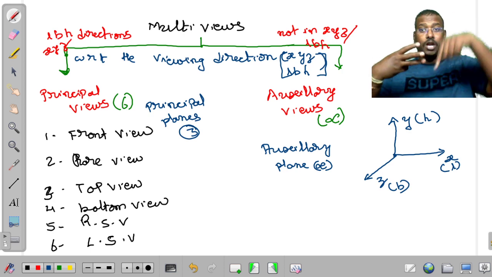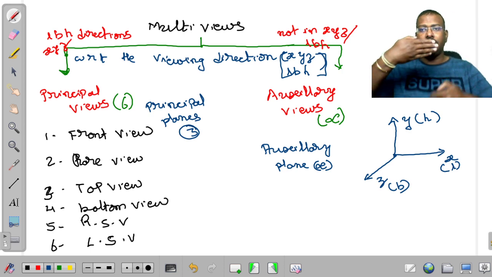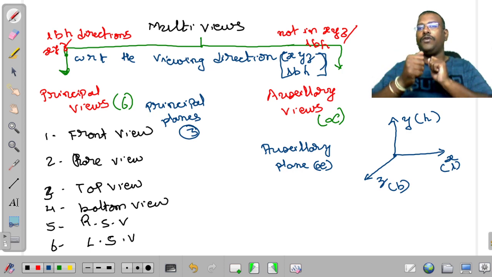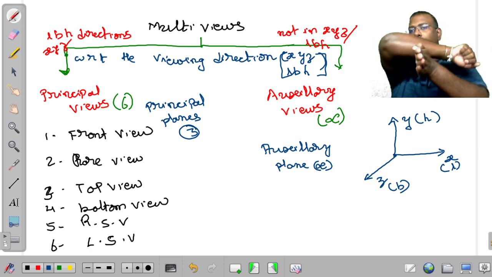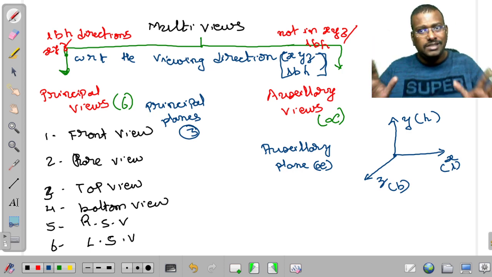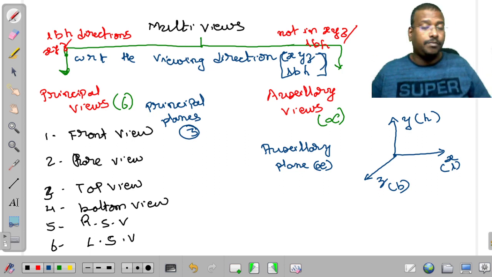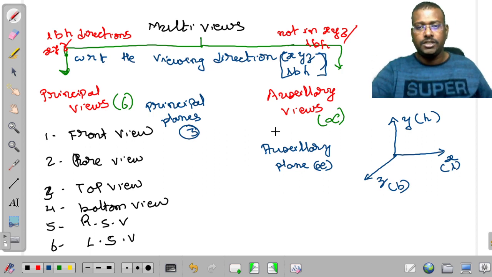On horizontal, top view and bottom view will fall. On vertical, front view and rear view will fall. On profile, left side view and right side view will fall. These are the principal planes and principal views of an object.